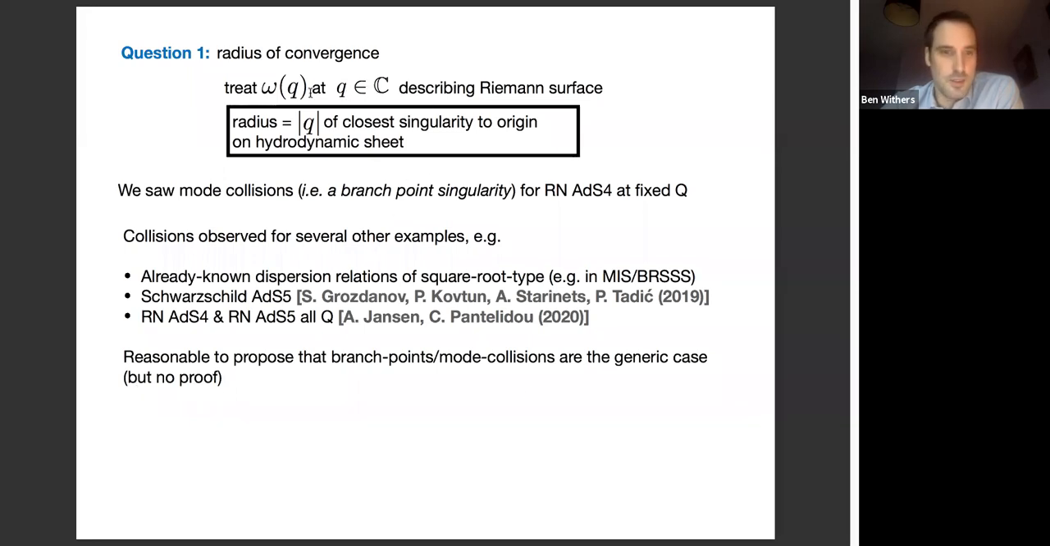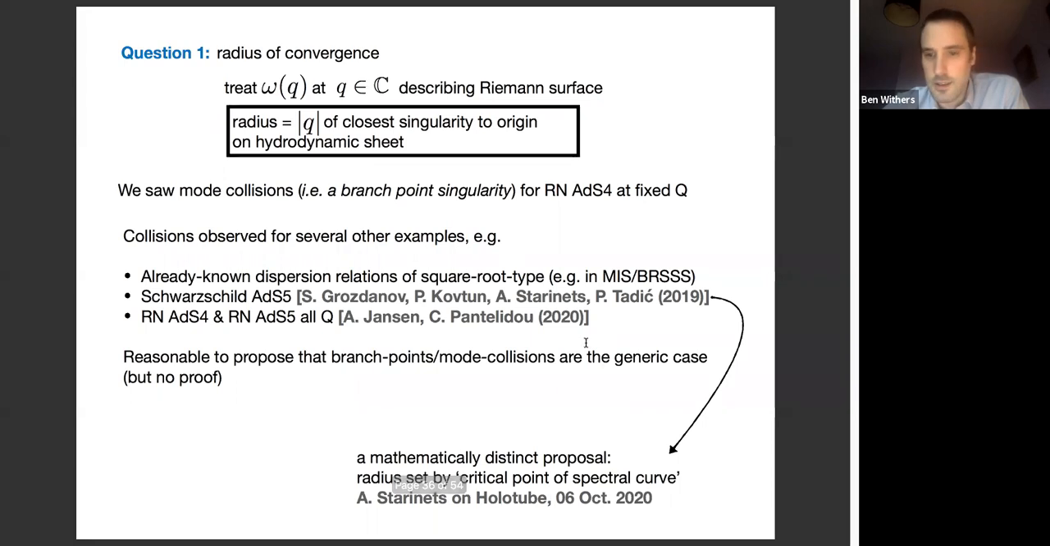I mean, this statement, the most generic statement, is talking about singularities. So you would have to exclude other types of singularities. But it seems reasonable, again, on the back of this evidence, to propose that there are always going to be mode collisions. I don't know of any counterexamples.